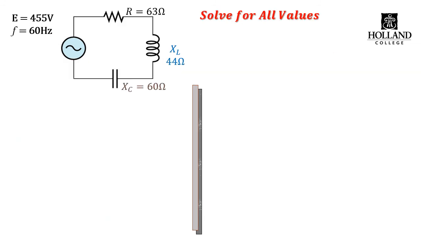So for our next example, let's do a series circuit, shall we? We got a source of 455 volts at 60 Hertz, an RLC circuit with 63, 44, and 60 ohms respectively. If you want to solve this on your own, I encourage you to pause the video and work your way through. Then again, you can verify your answers to my solution.